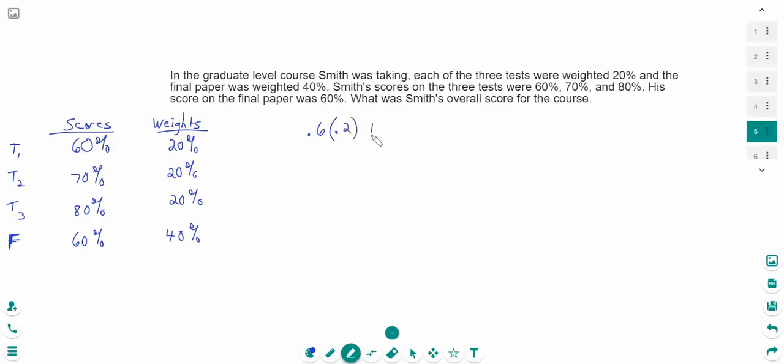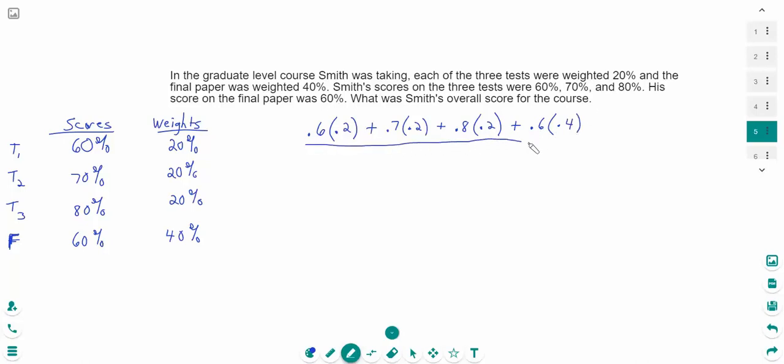All right? His second score was 70%, which is a 0.7, and its weight is also a 0.2. The third score was 80%, so that's a 0.8 multiplied by 0.2 as well. And then the final paper, he got a 60%, which would be a 0.6 multiplied by the 0.4 weight. And now we have to divide that.